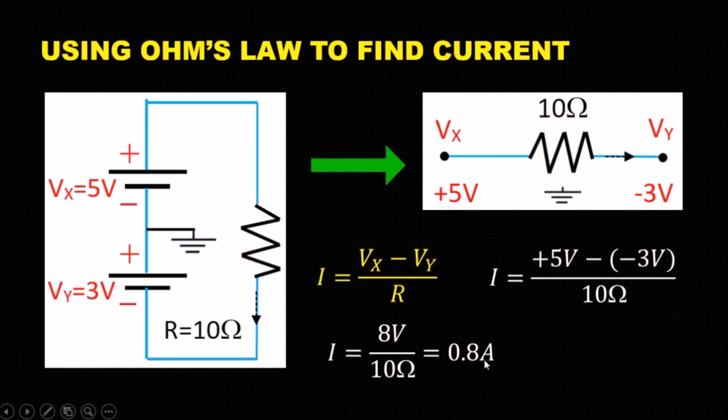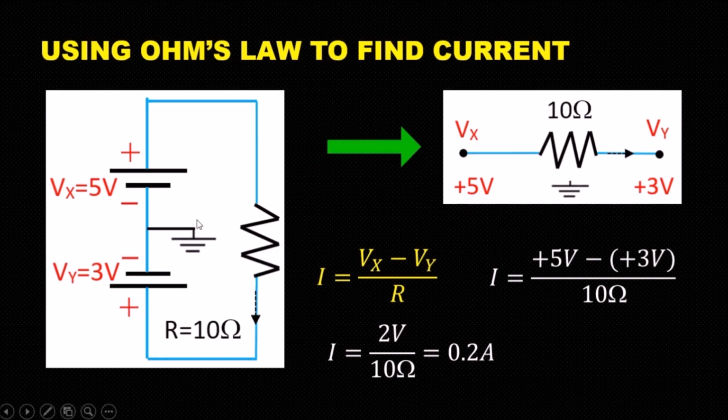Then you get 0.8 ampere. Now this is another circuit which is similar to the previous one, but the potential difference is not the same as earlier. So here the current is 0.2 ampere.